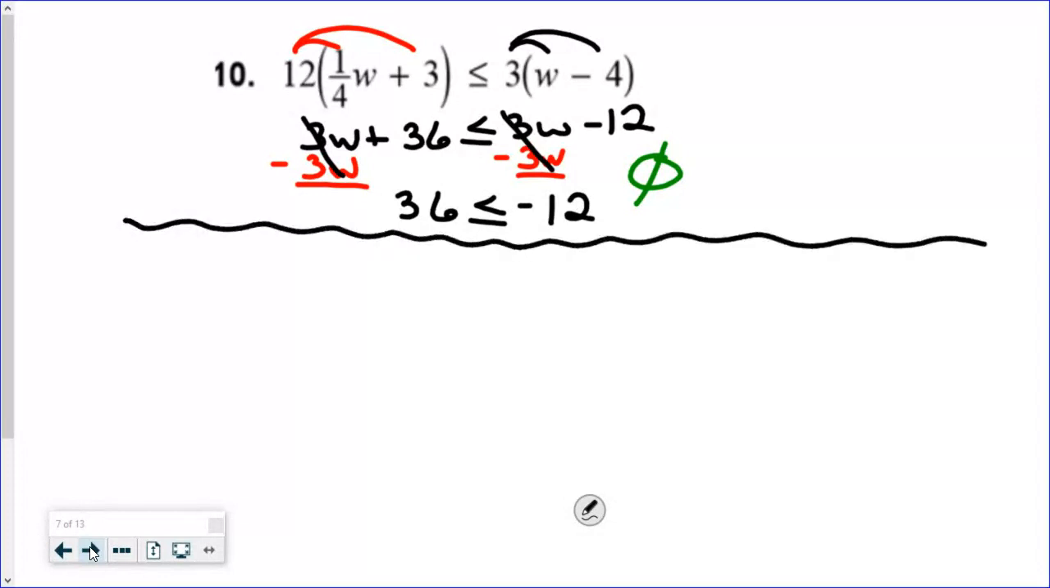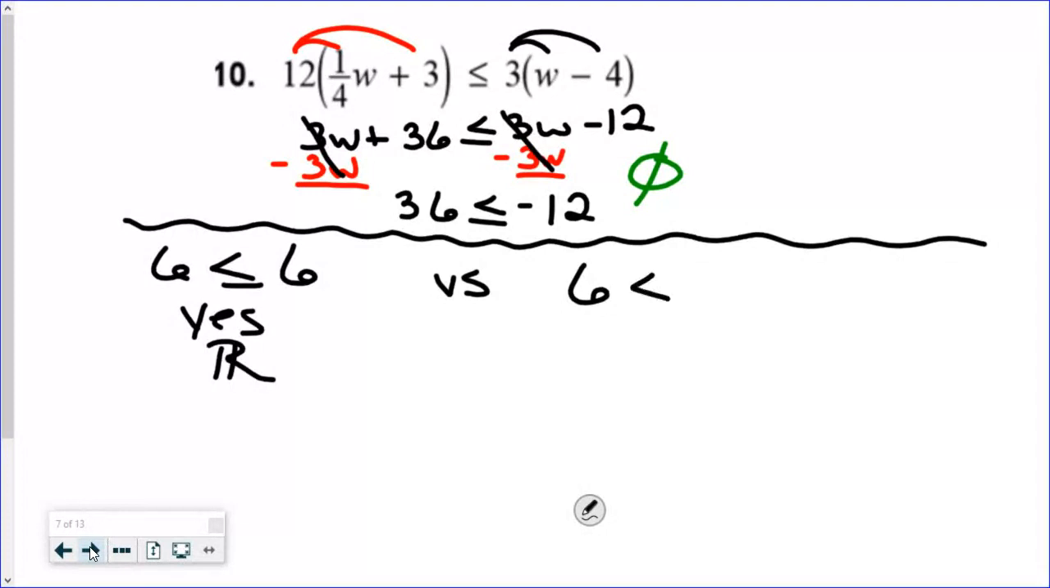Okay, I have a couple just thinker problems. Here we go. What happens if we end up with something like 6 is less than or equal to 6? Is 6 less than or equal to 6? Yes. So that would be all real numbers. Now, compared to what if it was just less than? Is 6 less than 6? Actually, no, because they equal.